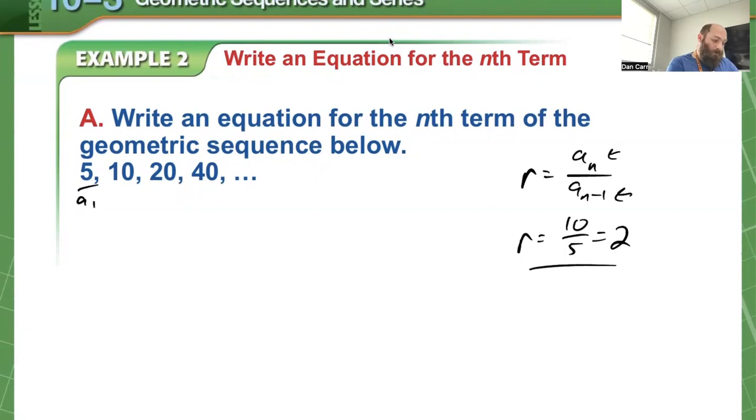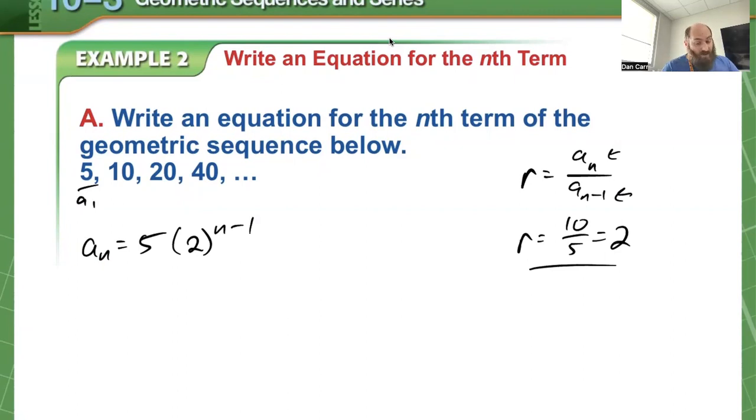A sub 1 is here. So that means a sub n is equal to my first term, which is going to be 5, multiplied by my common ratio 2, raised to the n minus 1 power. And that's it. Okay, so very similar.